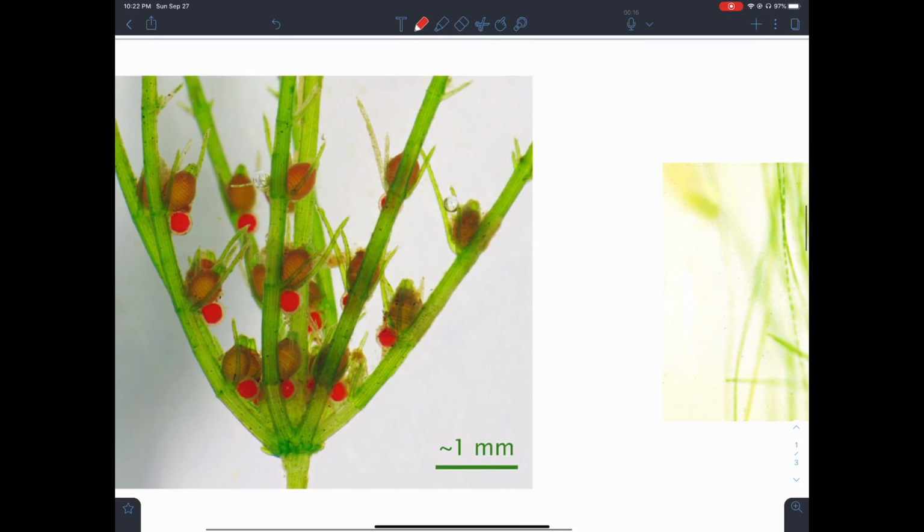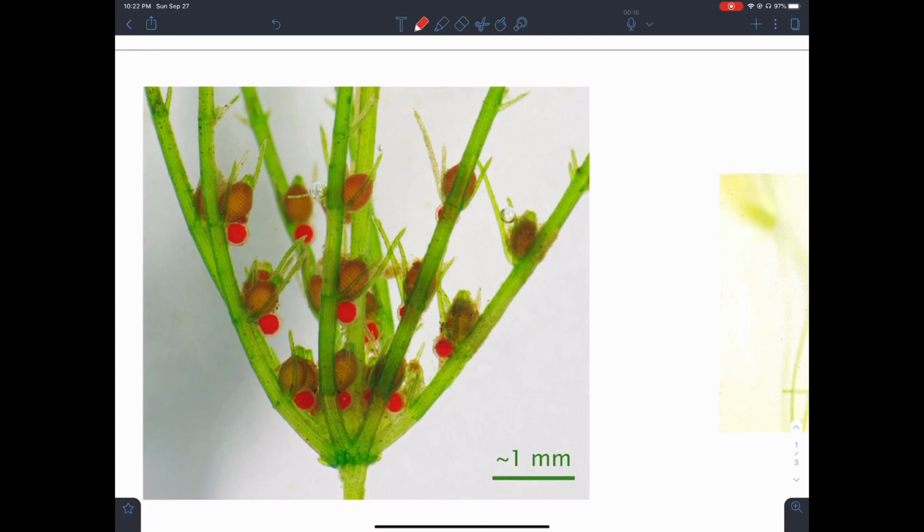And if you were to sort of step out a little bit or zoom out a little bit, you would see that there are many of these oogonia on the body of the gametophyte of Chara, and just right below it are the antheridia, loaded with antheridia. So again, everything you see here is the haploid or the one-N gametophyte tissue in the genus Chara.